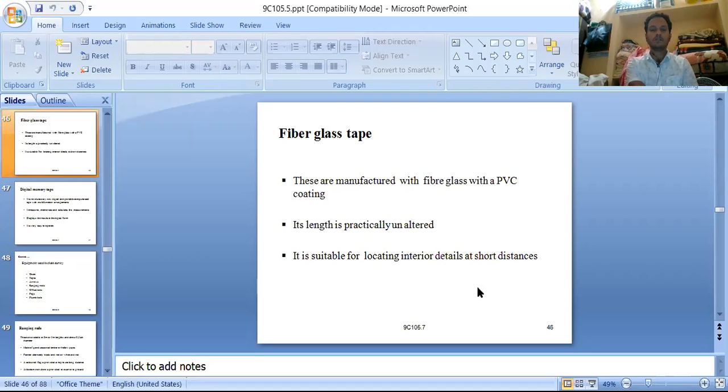Fiberglass tape. These are manufactured with fiberglass with a PVC coating. Its length is practically unaltered. It is suitable for locating interior details or short distances.